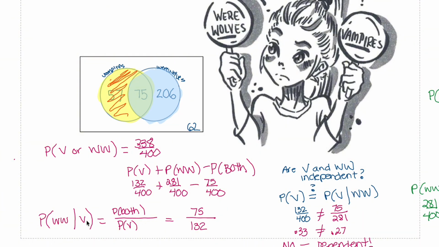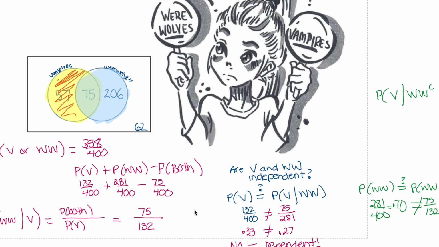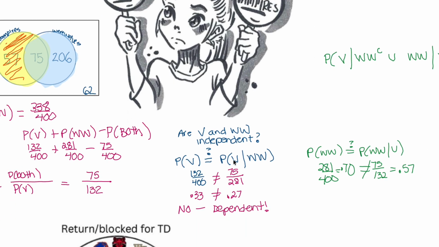The probability of getting werewolves given that people checked vampires. So basically, you can also use the formula that we learned last video, which is using the probability of both divided by the probability of vampire, which gives you 75 divided by 132. And let's ask ourselves a question.